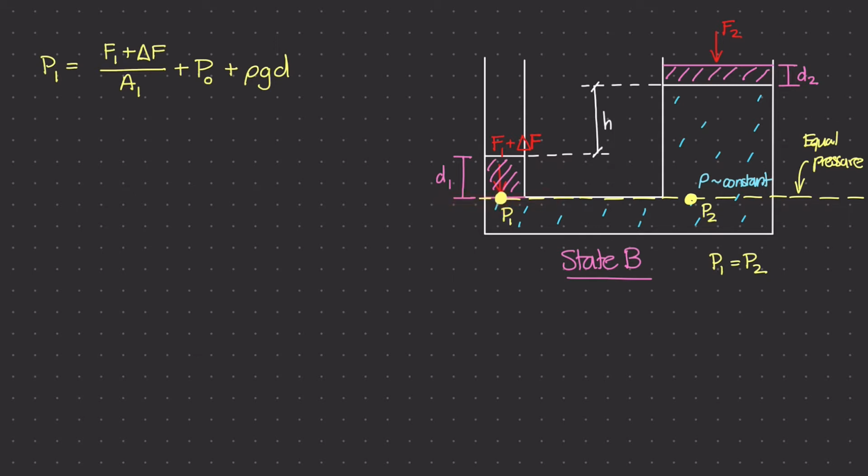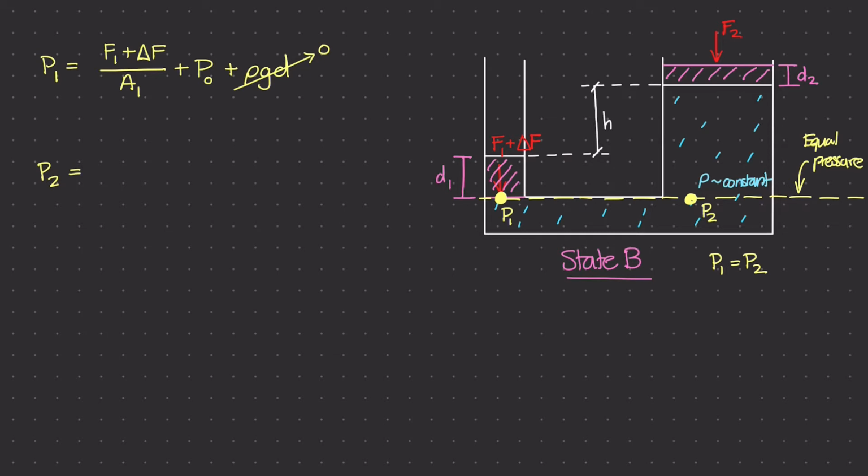So in this case, D is actually going to be 0. So this term right here is going to go to 0. Now let's look at pressure 2, which is, again, along that same line here. So I'm going to say pressure 2 is equal to, well, again, same thing.